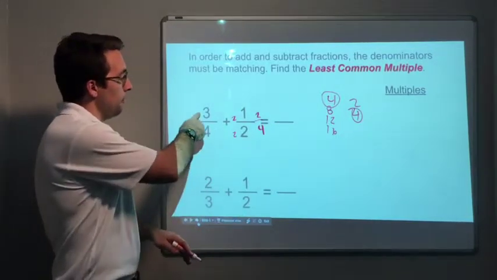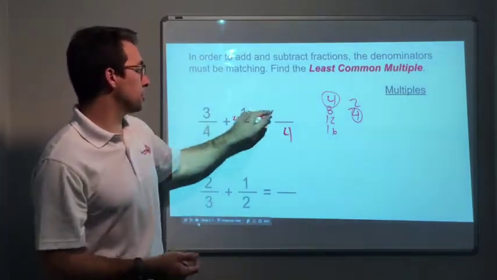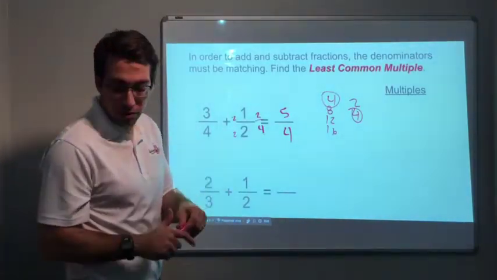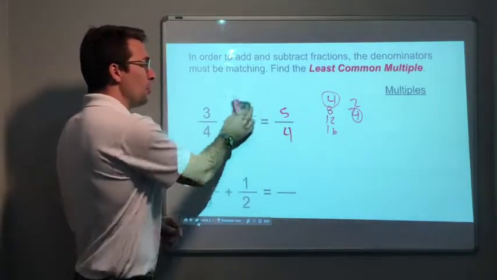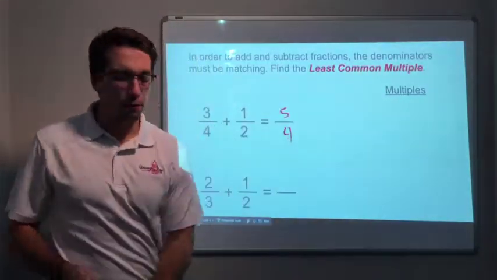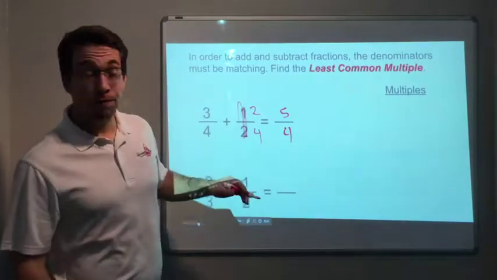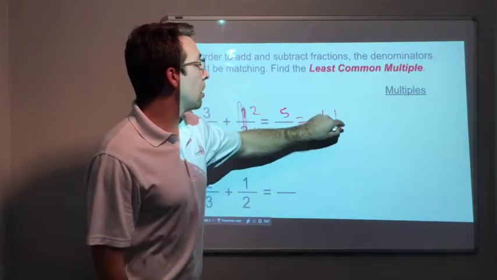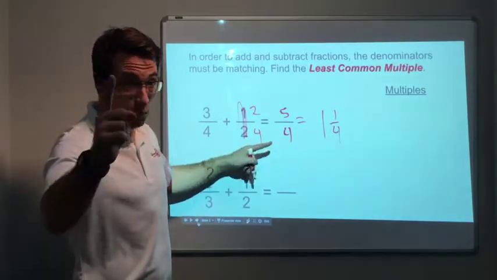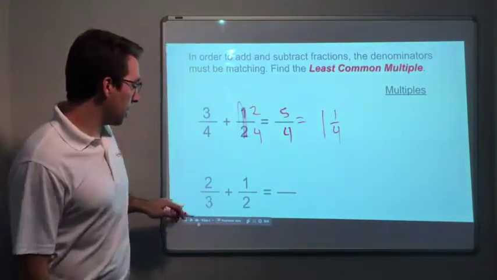So now look, what do we have? 3/4 plus 2/4 is 5/4. That makes sense, but how do we continue? How do we make sense of 5 over 4? 5 over 4 equals 1 and 1/4. How is that? Because 5 minus 4 is 1, and you keep your common denominator. So 1 and 1/4.